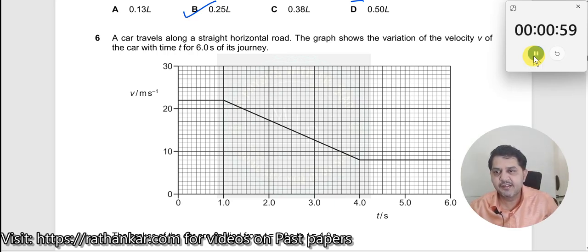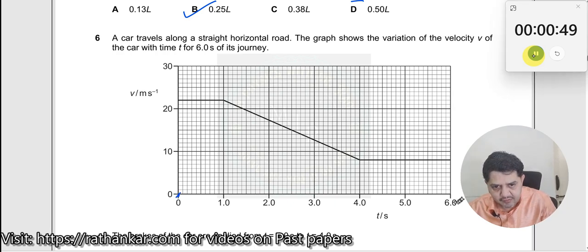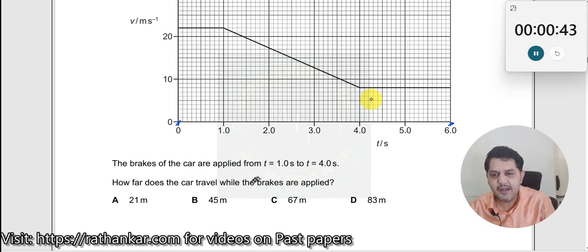Question number 6. A car travels along a straight horizontal road. The graph shows the variation of the velocity v of the car with time t for 6 seconds of its journey. From t equal to 0 to t equal to 6 seconds, how is the velocity changing with time? That's been shown. Okay. And then the brakes of the car are applied from t equal to 1 to 4 seconds.